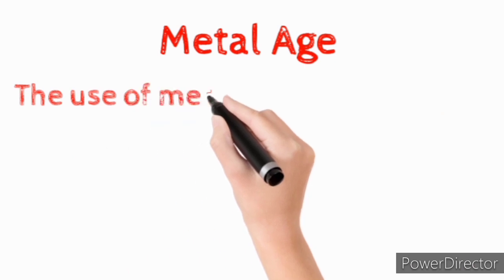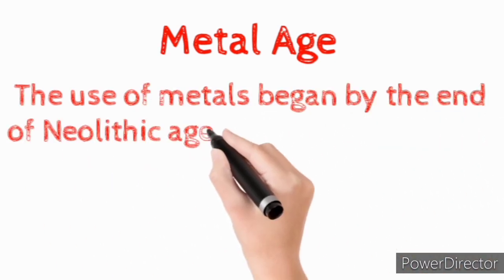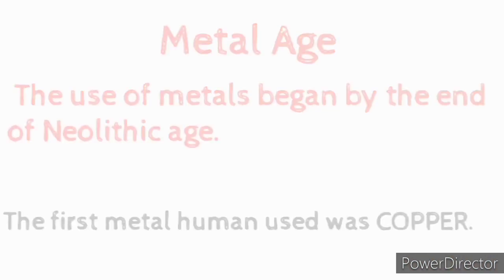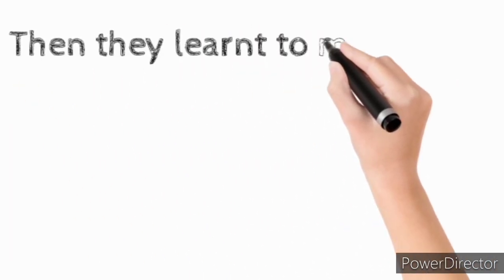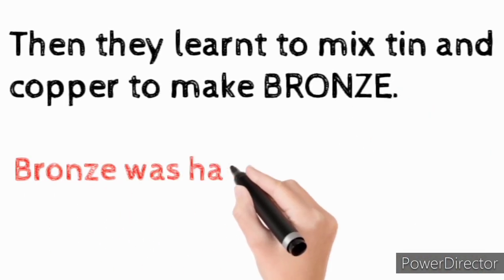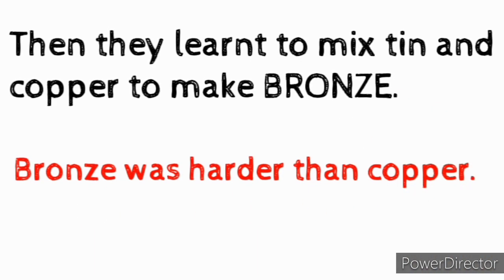Next is Metal Age. The use of metals began by the end of Neolithic Age. The first metal humans used was copper. Then they learned to mix tin and copper to make bronze. Bronze was harder than copper.